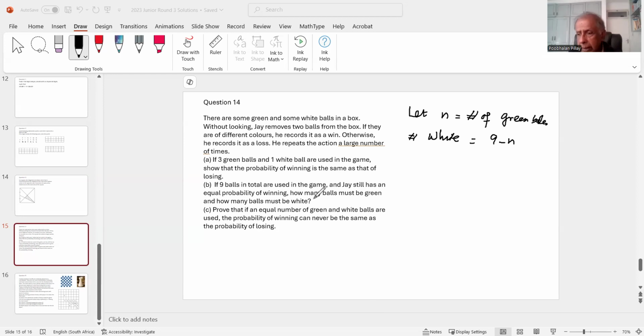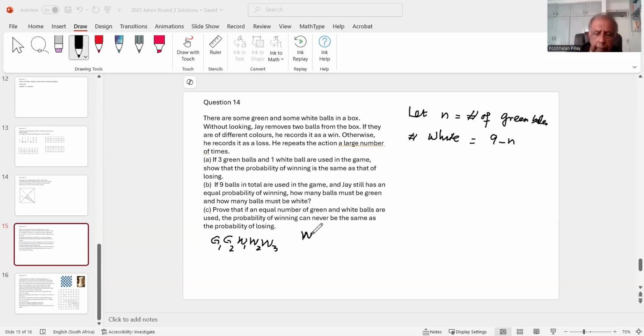To solve this problem, I took 2 green and 3 white balls, a little bit different from that one. I'm calling them W1, W2, W3, with subscripts. So you've got 2 green and 3 white, and I calculated the probability of getting 2 different colors.